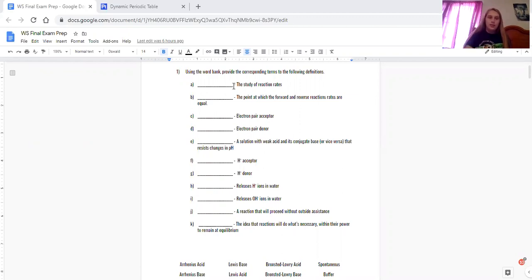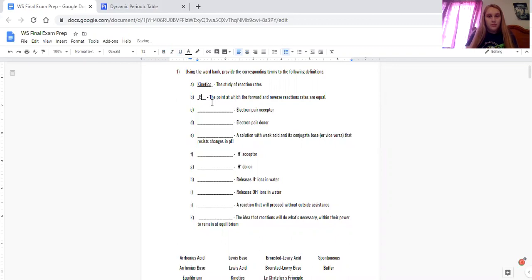So what is the study of the rate of reactions? And that's going to be kinetics. And at what point, or the point at which forward and reverse reaction rates are equal, what is that going to be? And that's going to be our point of equilibrium.